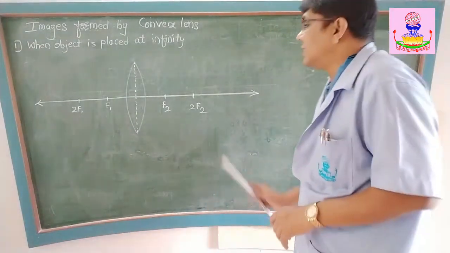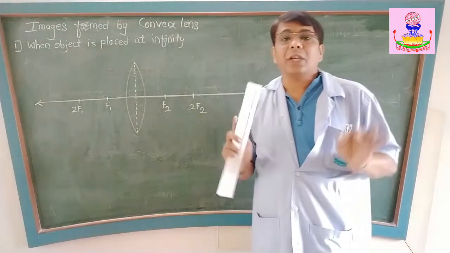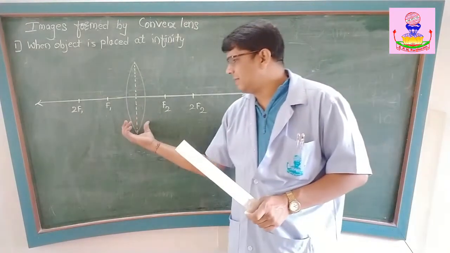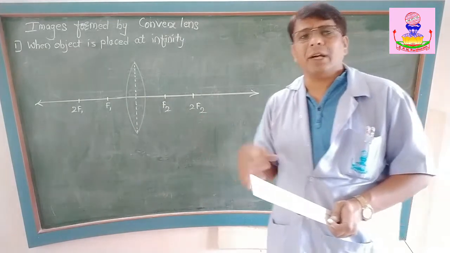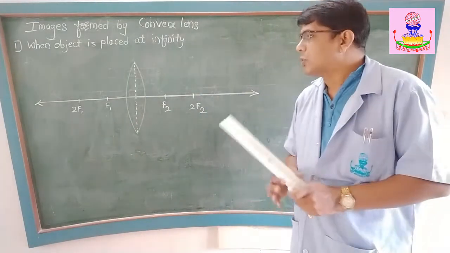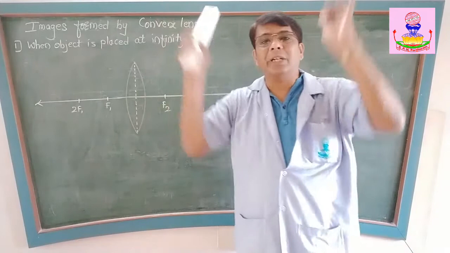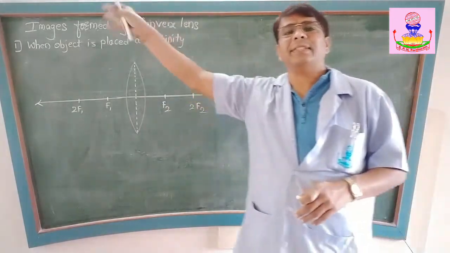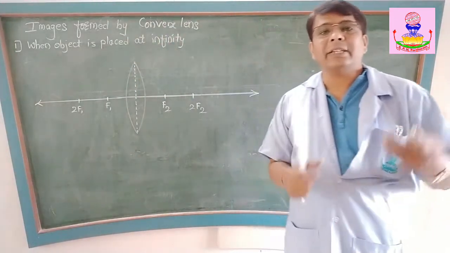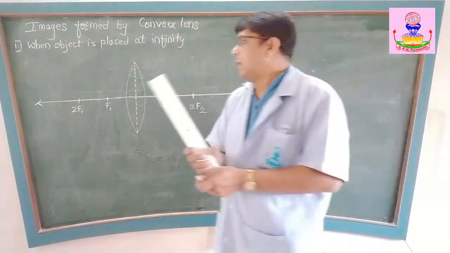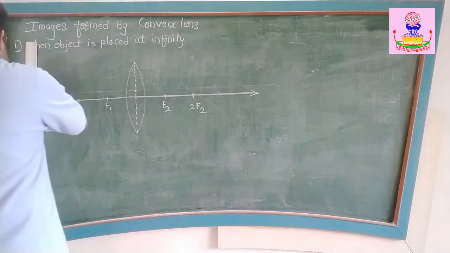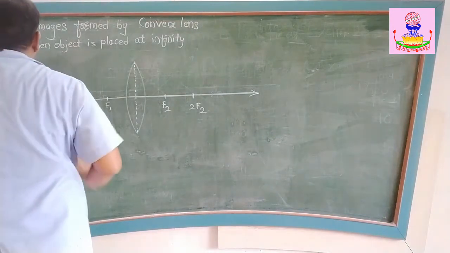Now, the object is placed at infinity. Infinity in the sense, when I consider this, the focal length of the lenses are nearly 20 centimeter, 25 centimeter in that way. So when I say the object is at 2 meter, it becomes infinity because it is very large as compared to 20 centimeter or 25 centimeter. That's what it means. So if I draw the object here, suppose this is the object AB.